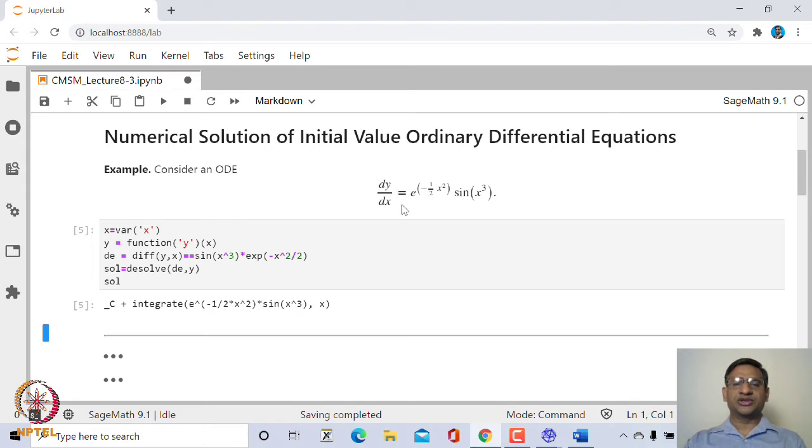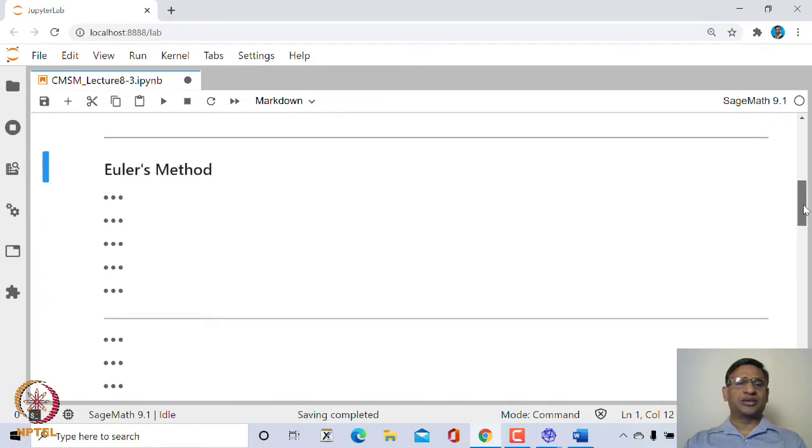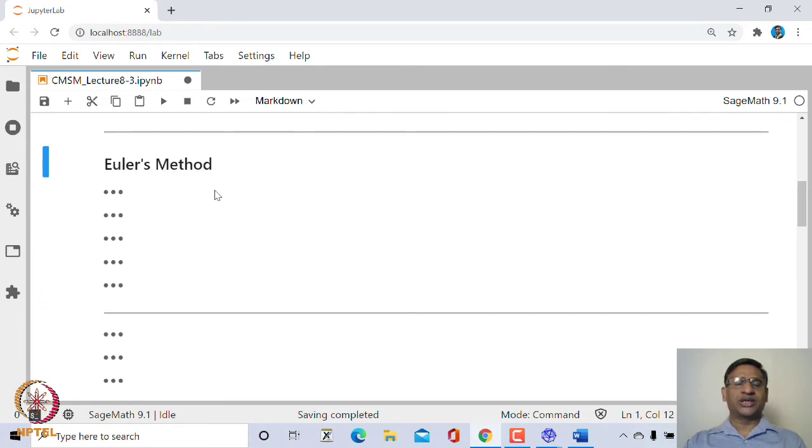Solving a differential equation of this form amounts to finding the integral of a function, and we have also seen that you cannot find the integral of every function. Even though the function is integrable, you may not be able to find its integral. So, in that case we find numerical integrals. So, this is an example where Sage is unable to find a solution explicitly. In that case we need to appeal to numerical methods. The first and the simplest numerical method we will look at is known as Euler's method.